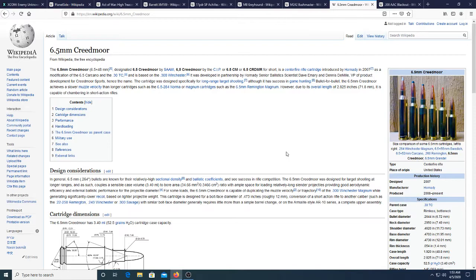Because the 6.5mm Creedmoor doesn't have a military round yet. That's one thing that does make it very hard to determine what's best. Military rounds are usually designed for a very specific purpose, like the M855 for the 5.56 and things like that. They're all designed for a very specific purpose. But the 6.5mm Creedmoor doesn't have any military rounds yet because there hasn't been a use for it in the military.